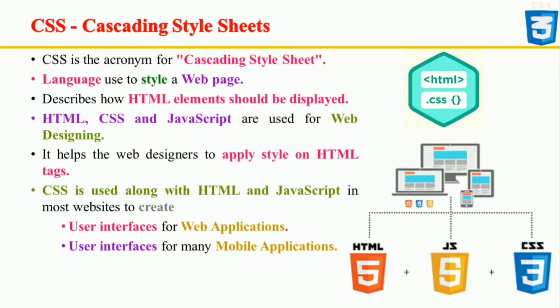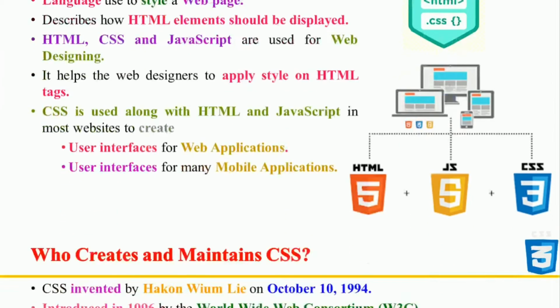HTML is a basic markup language which describes the content and structure of web pages. On the other hand, CSS is an extension to HTML which modifies the design and display of the web pages. HTML file can contain CSS code, while CSS style sheet can never contain HTML code in it. CSS is a cornerstone technology used by most websites to create visually engaging web pages, user interfaces for web applications, and user interfaces for many mobile applications.